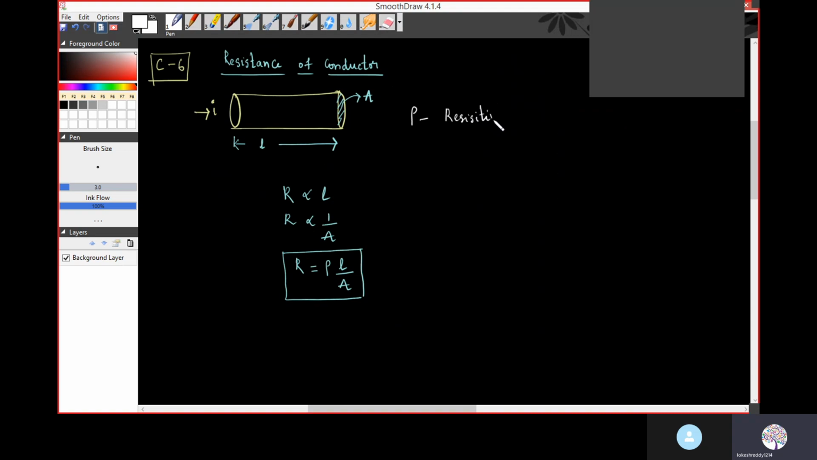Resistivity. Sigma is called conductivity. Rho is called resistivity. Now the resistivity: if you take the length as one and the area as one, R is equal to rho.